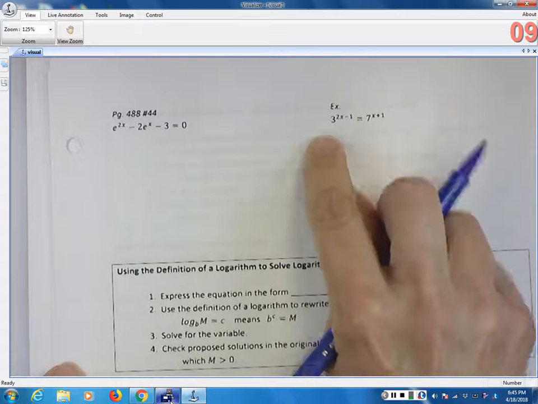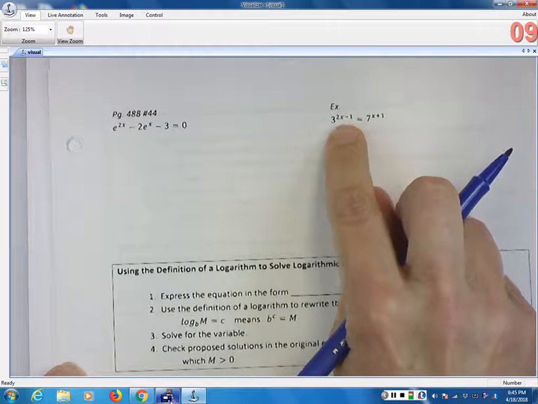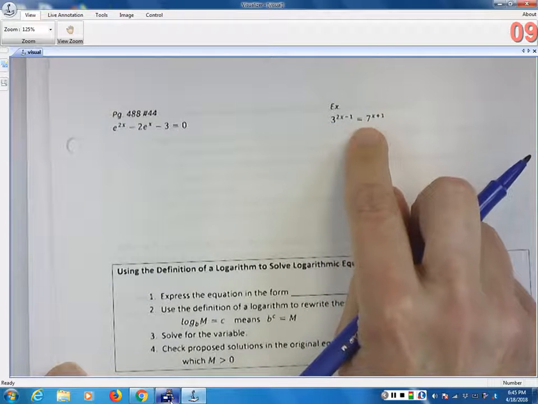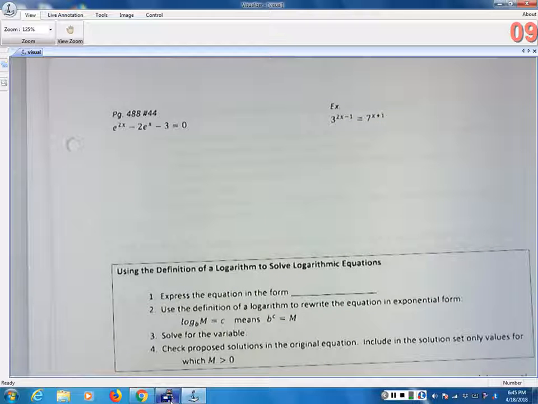I have a problem like this on the test, and that's why this is added to the notes. We have 3 to the 2x minus 1 equals 7 to the x plus 1. So could we rewrite the 3 as base 7 or the 7 as base 3? That would not be easy. And that's why you're going to take the natural log of both sides of this one.